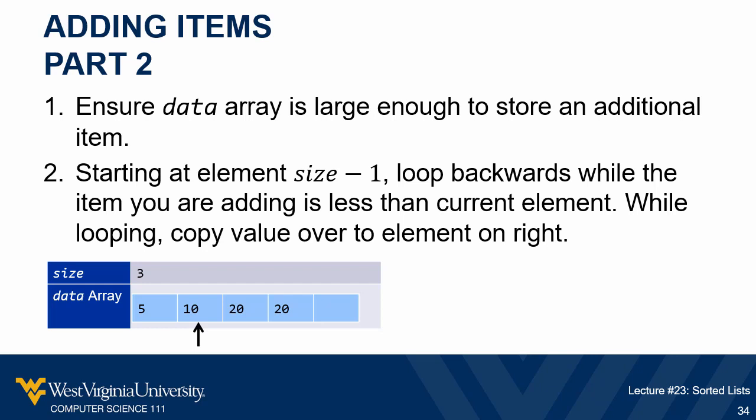I'm going to repeat the same process again. I know that 7 is less than 10, so I'm going to have to go further to the left. I'm going to copy 10 to the right one element, and then move over to the element to the left. Now here, I know that 7 is not less than 5, so I'm going to fall out of the loop. I'm not going to copy 5 over, and I'm not going to move my index to the left any. In this case, we're also already at index 0, so I couldn't move anything to the left of it because there is nothing to the left of it.